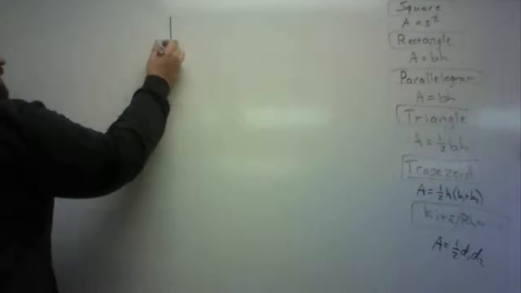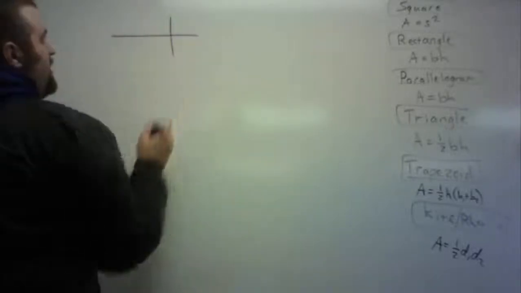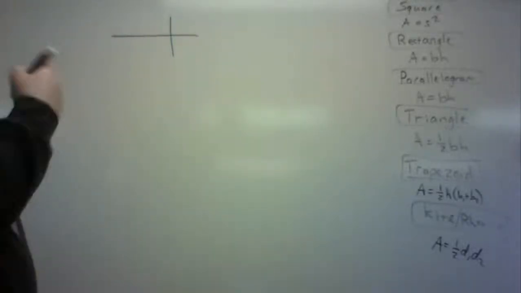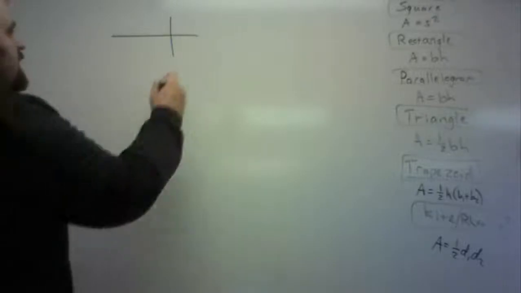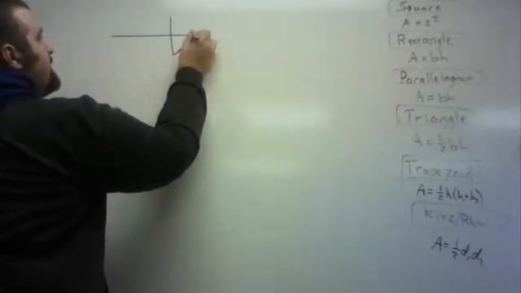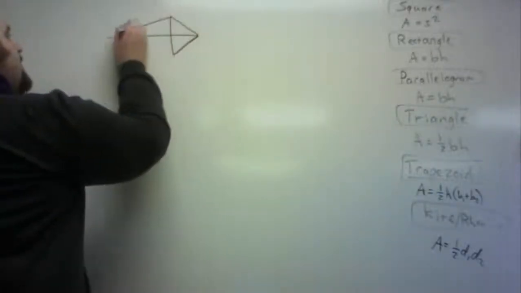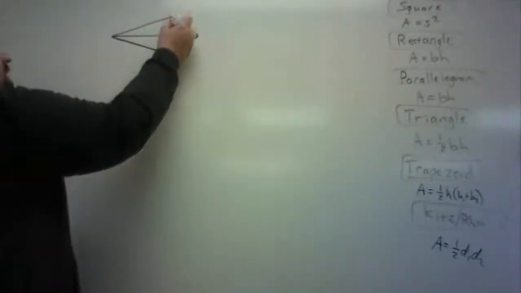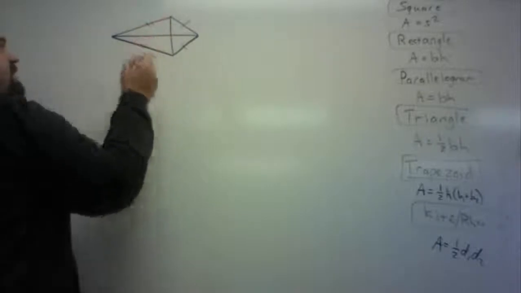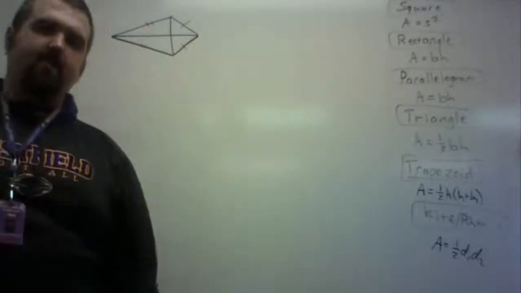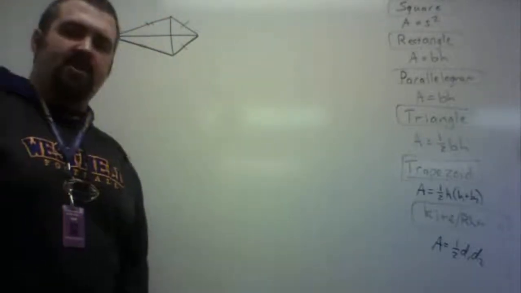By the way, if you ever have trouble drawing a kite, draw this, a plus sign first, or some sort of cross, and then connect the corners. And you should have a pretty well drawn kite. And then you just mark what makes it a kite. There we go. So one diagonal of a kite is twice as long as the other diagonal.